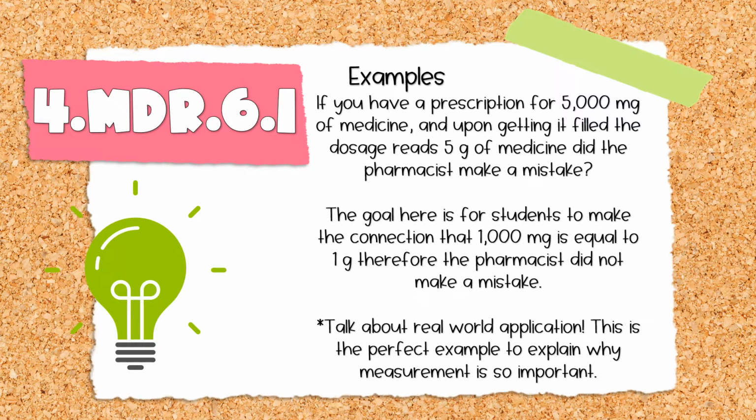Again, I want to reiterate, conversions are not the expectation at this grade level. The focus is on helping our learners see the equivalence between the quantities that are represented in different measurement units. For example, in the example, it says, if you have a prescription for 5,000 milligrams of medicine and upon getting it filled, the dosage reads 5 grams of medicine, did the pharmacist make the mistake? The goal here is for students to make the connection that 1,000 milligrams is equal to 1 gram. Therefore, the pharmacist did not make a mistake. So the goal is for students to make the connection of the equivalencies of the different measurements, not to convert them.